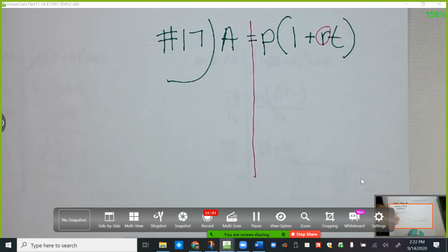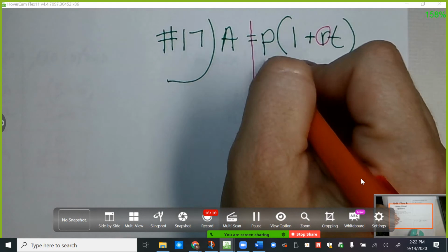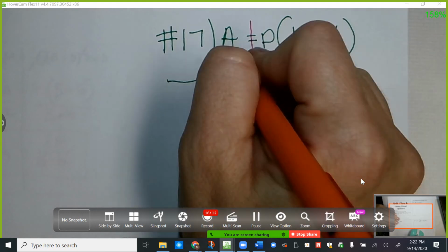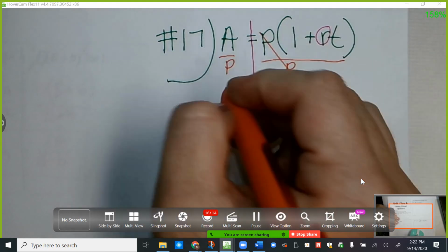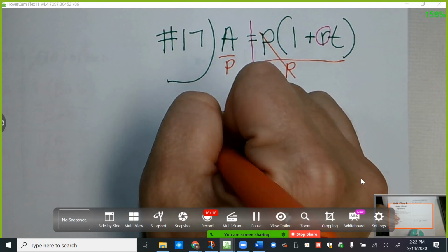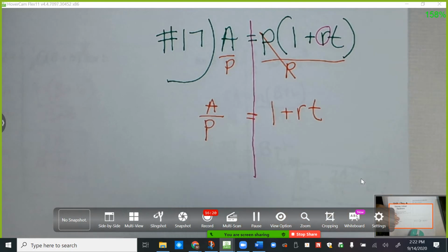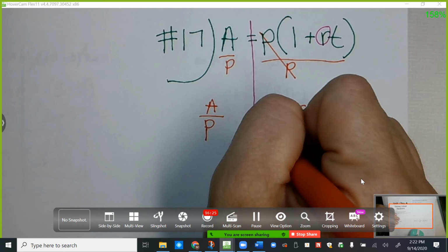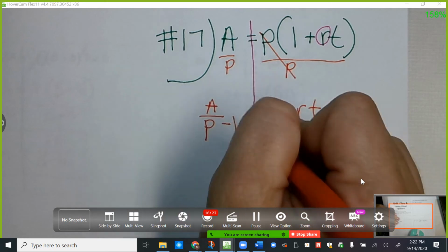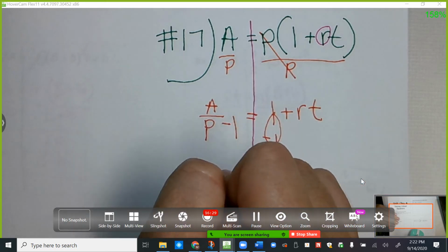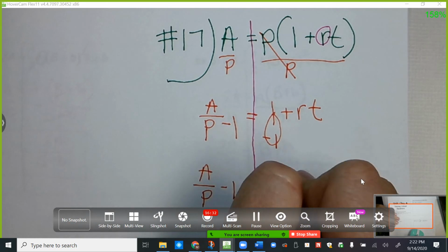We could distribute the p, but could we also just divide the p on both sides? Because then we can get rid of the parentheses. Both ways, technically. So a over p equals 1 plus rt. Now what? Subtract 1. So okay, a over p minus 1 equals rt.